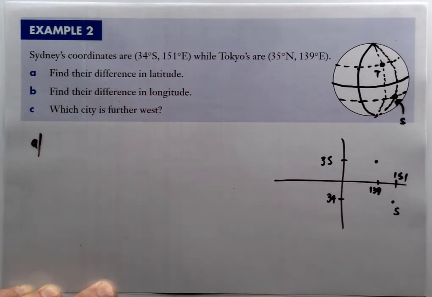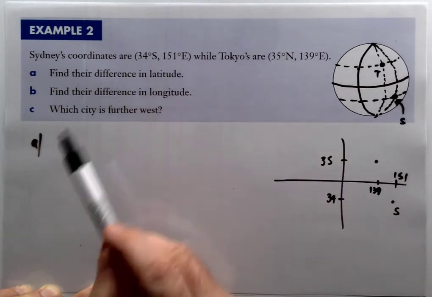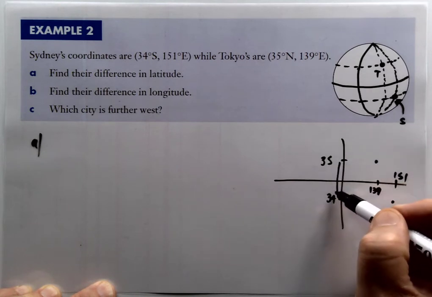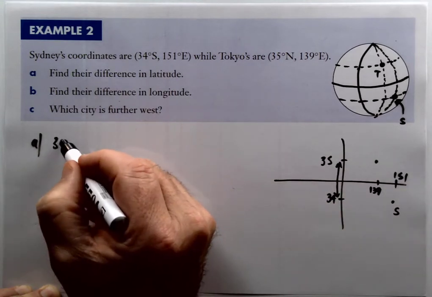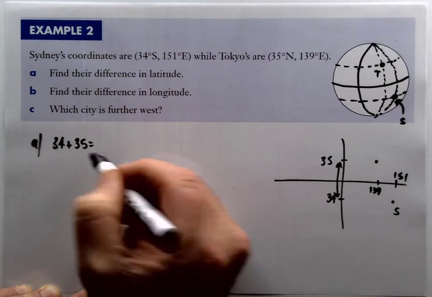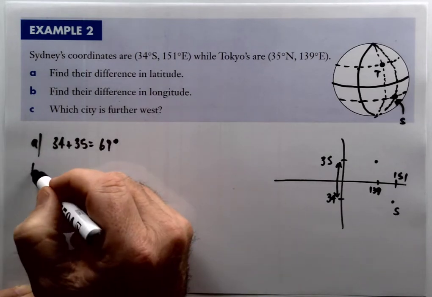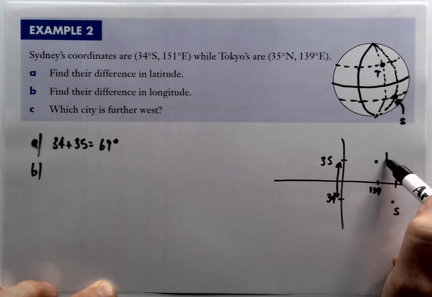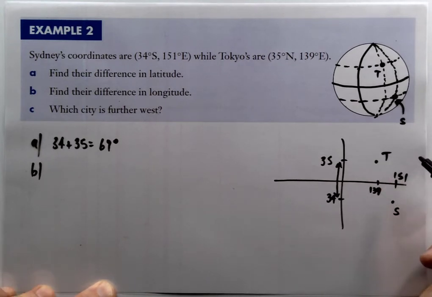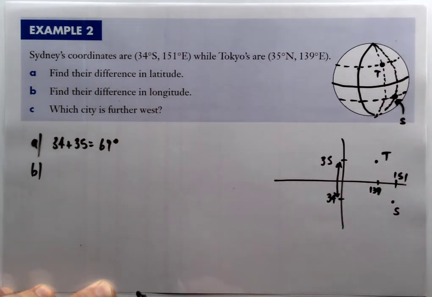So the difference in their latitude. So latitude is basically the north-south bit there. So you can see that because one's 34 to the south and the other's 35 to the north, we've got to add those numbers together. So the difference in their latitude is going to be 69 degrees. And what we'd say, if the question had said something like getting from Sydney to Tokyo, how many degrees north do you need to go? So you'd need to travel 69 degrees north, or the other way, 69 degrees south.